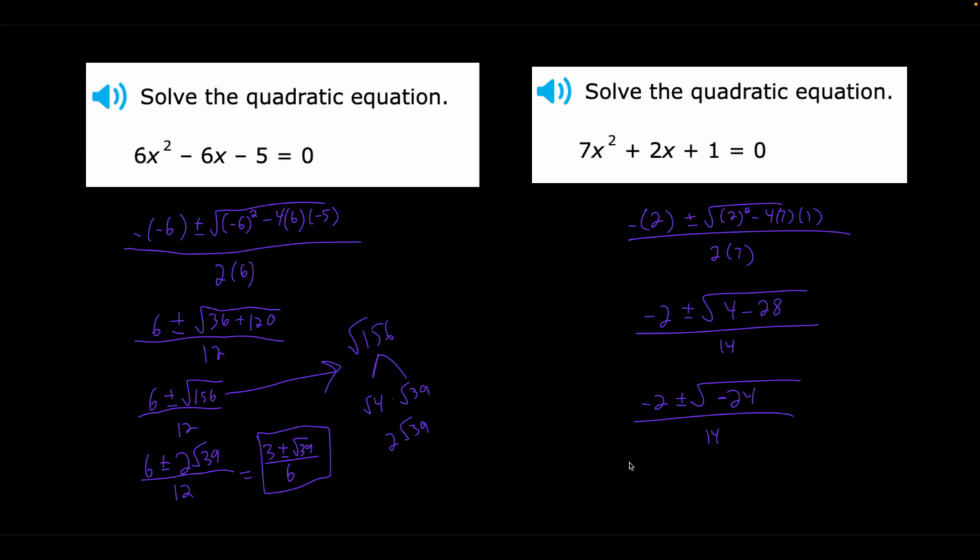If we get a negative under the radical, we're just going to stop right there, and our answer is NRS, which just stands for no real solutions. My S is getting cut off.